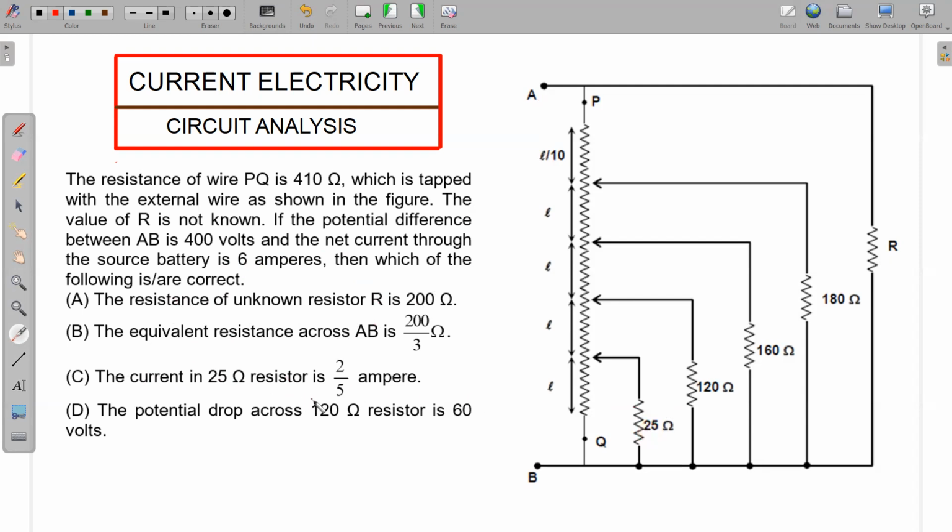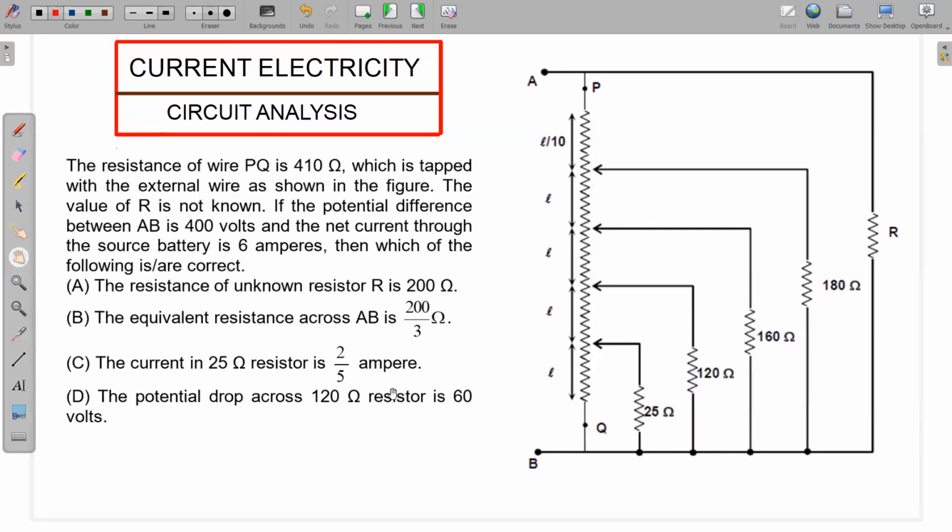And what is the potential drop across this 120 ohm resistor? So this is the 120 ohm resistor. We need to find the potential drop across this resistor. Okay, so let us see how you can approach this question.